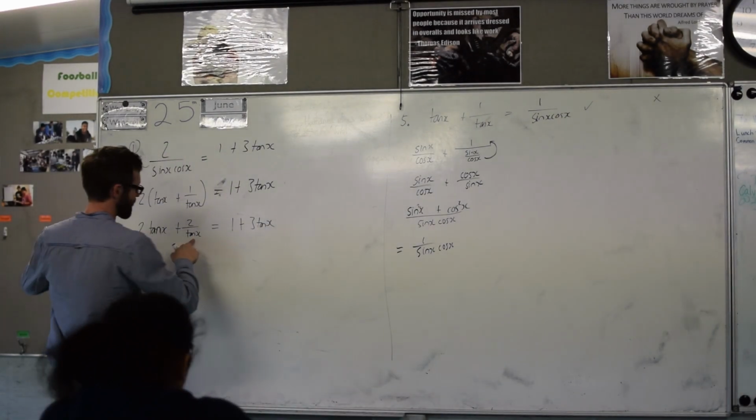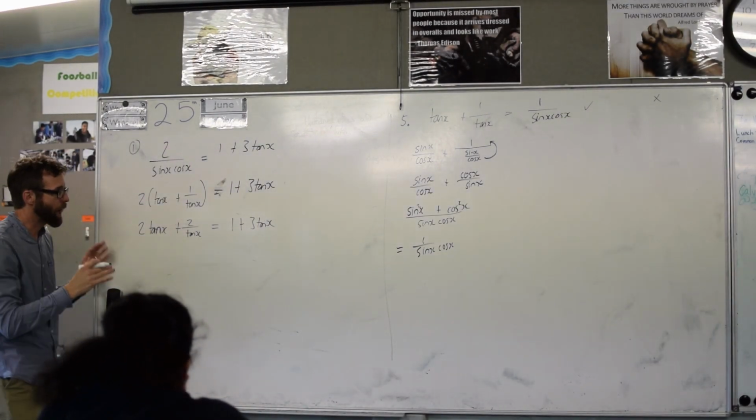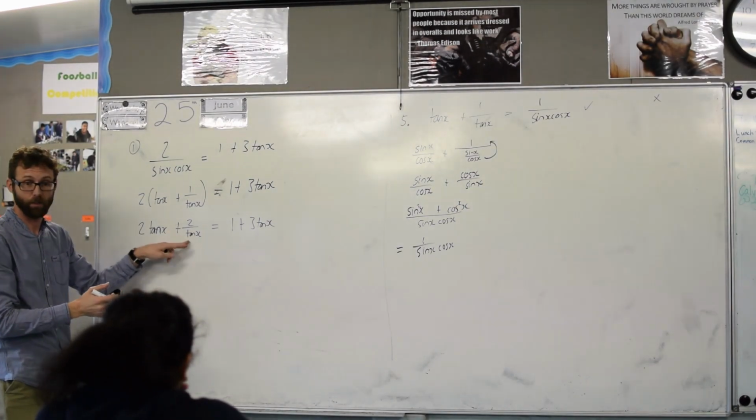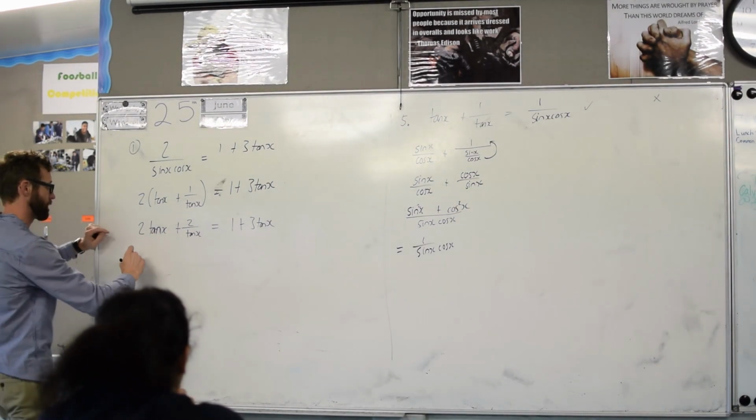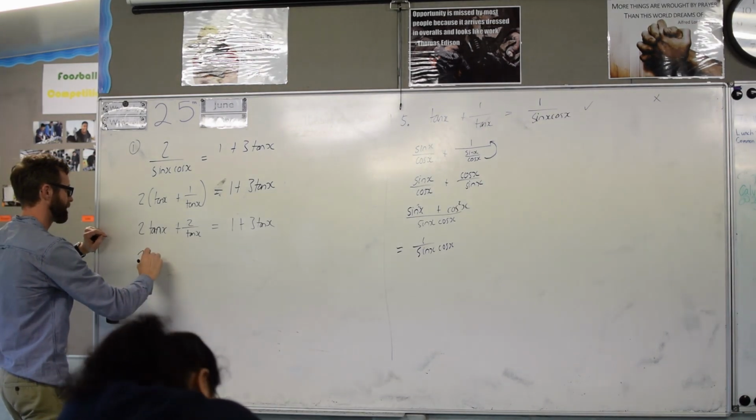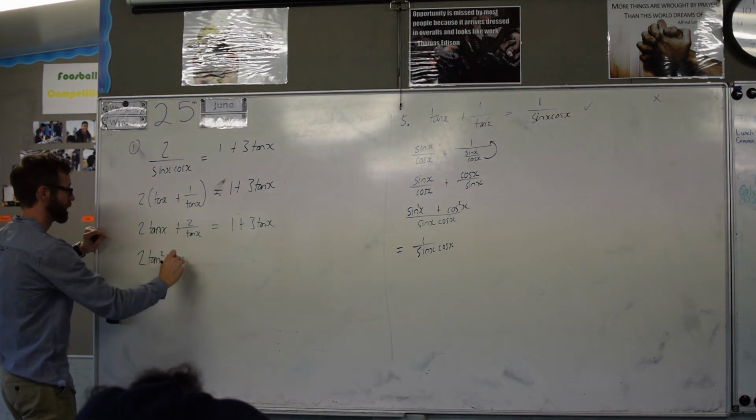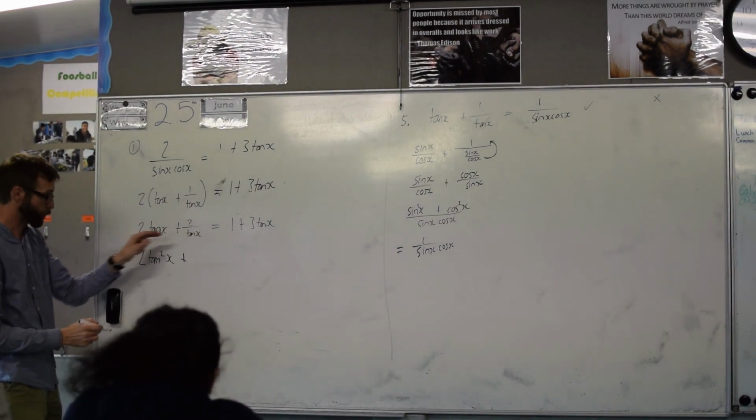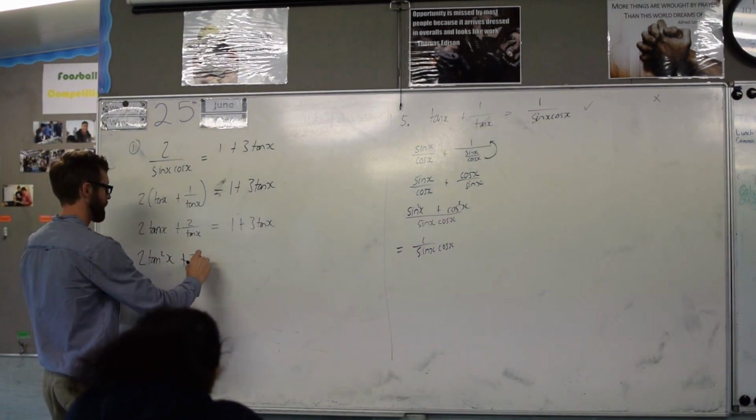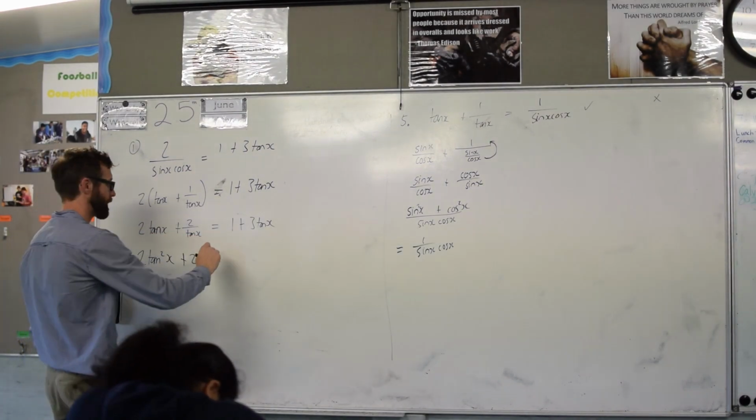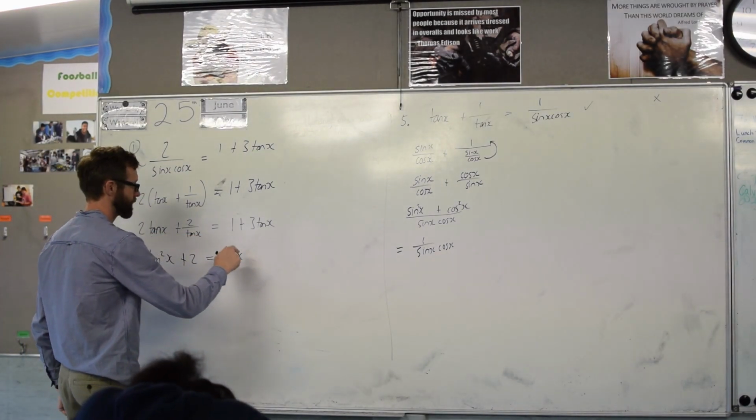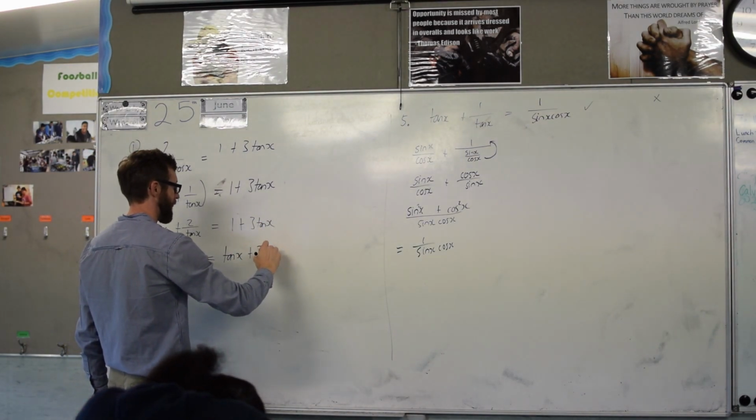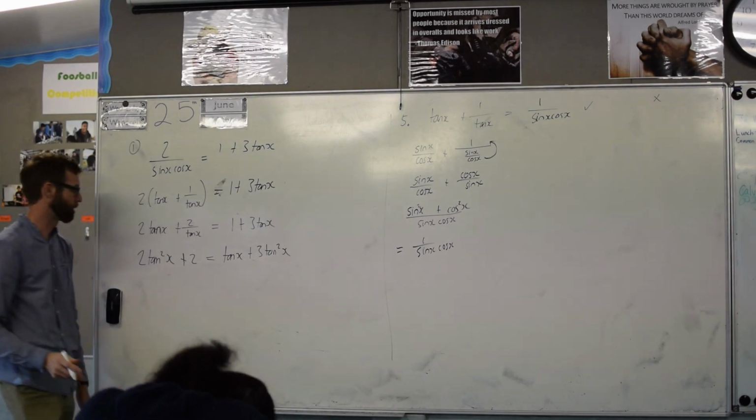This is annoying, isn't it? So why don't we times both sides by tan x, which will get rid of this, won't it? So this term will become 2 tan squared x. When I times this term by tan x, I will get 2, so plus 2. When I times 1 by tan x, I will get tan x. And when I times 3 tan x by tan x, I get 3 tan squared x.